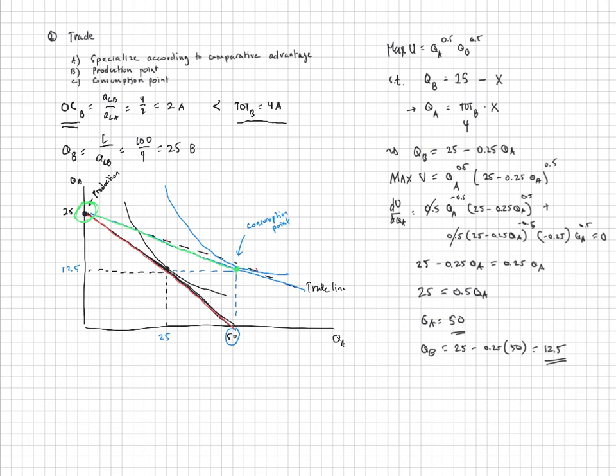So we can of course solve for the number of exports that we had. So exports here is going to be equal to 25, which is what we produce of good B, minus what we're going to be consuming, which is 12.5. So we're going to export 12.5, and in return, we would get 12.5 times 4. So this is 12.5 B, so we get 50A in return. And of course, that explains our consumption point right there. All right, I hope that makes sense.